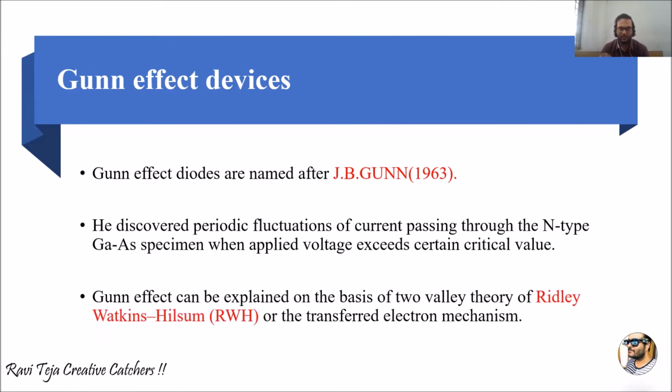Now, this Gunn effect can be explained based on the two-valley theory of Ridley-Watkins-Hillsum. In short, we consider it as RWH, or the transferred electron mechanism. So this can be explained on the basis of the two-valley theory of Ridley-Watkins-Hillsum. We simply call it RWH theory. We can also call it the transferred electron mechanism.